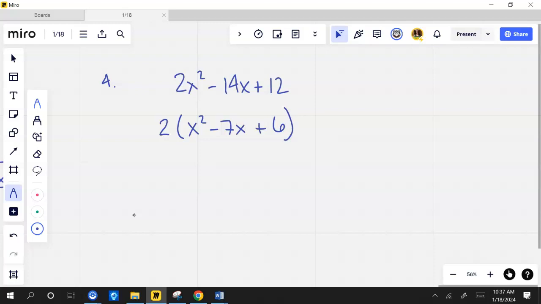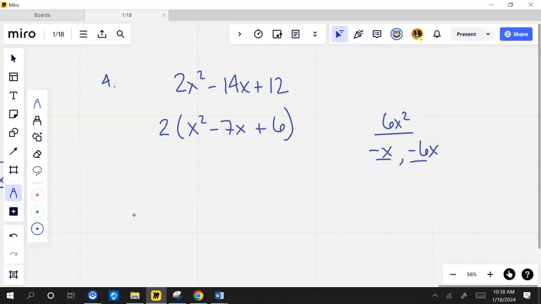This time, I'm multiplying to a positive number, but what do I have to add to? A negative. What does that mean? Both of my factors here need to be negative, right? So what multiplies to positive 6 but adds to negative 7? Negative 1 and negative 6. So I've got negative 1x and negative 6x.